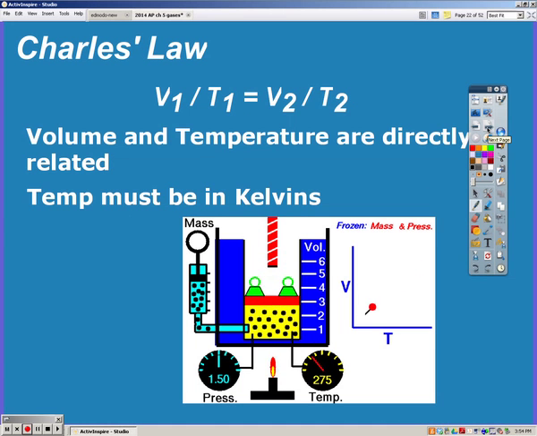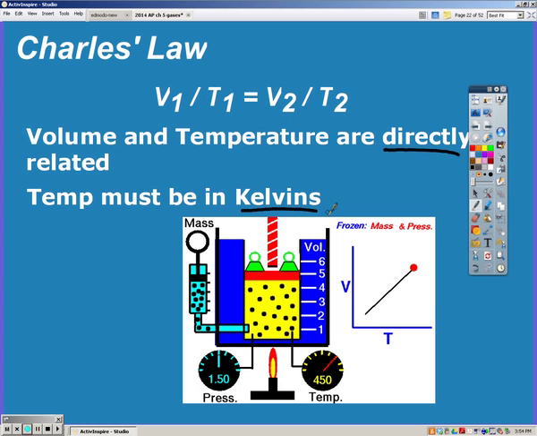Charles's law is a direct relationship between volume and temperature. Temperature in this case must be in kelvins, but for volume it doesn't matter. And notice our graph for Charles's law showing the direct relationship.